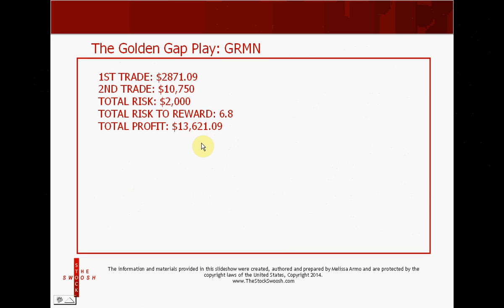If you did both trades in this, the first trade and got out, and the second trade and held it, total risk was 2,000 in total. It was a 6.8R trade. Again, you could have made 13,000. I did not hold this to the whole thing. I like to trade in the morning and be done. That's just me personally. But I'm showing you here that if you wanted to play it through hard, you could have had another huge, huge winner just like the PWR one.